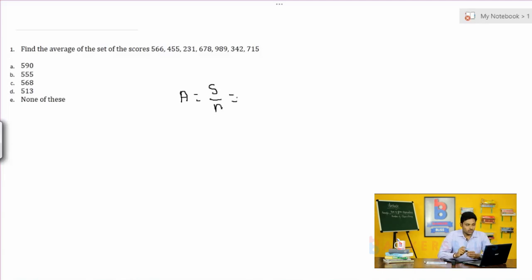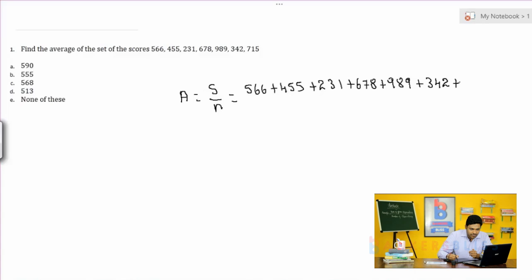So sum of the values 566 plus 455 plus 231 plus 678 plus 989 plus 342 plus 715, divided by the number of observations, 336 plus 17. Totally 7 observations are there.